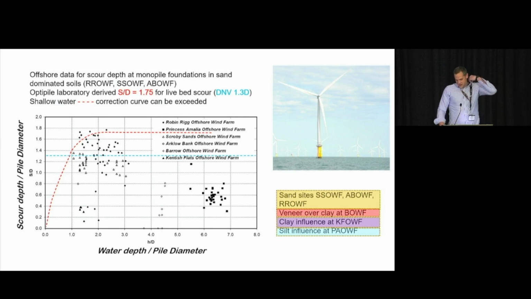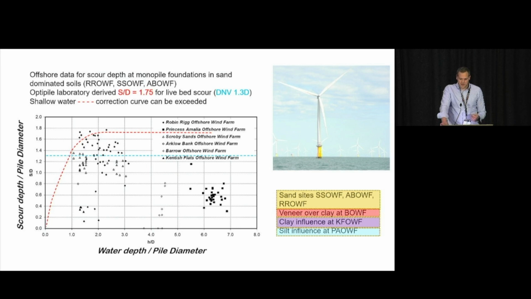And this is data from the field. This is from a number of offshore wind farms listed there in the legend. There's a blue horizontal line in this figure, which is the DNV recommended value for scour around a pile, 1.3D, taken at face value. And then the red line there is actually a scour prediction model called OptiPile, developed by HR Wallingford.